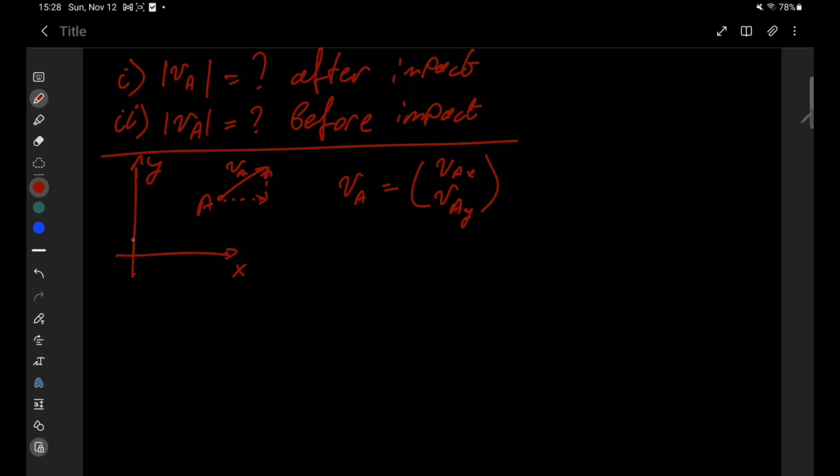And if one of them is 0, then, for example, if this is 0, then it will just be parallel to the x-axis. If this is 0, then it will be parallel to the y-axis. And if one of them is negative, let's say VAX, but the other one is positive, then it will go backwards and up. So yeah, it makes mistakes much more difficult to make.